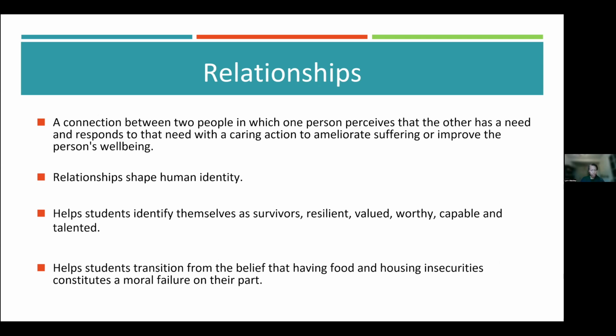All right, relationships is another component of ethics of care, and that's about the connection between two people where one of the people perceives that there's a need by the other, and then they respond to that need with a caring action to ameliorate their suffering or improve their well-being. And that connection, that relationship, that helps shape human identity.